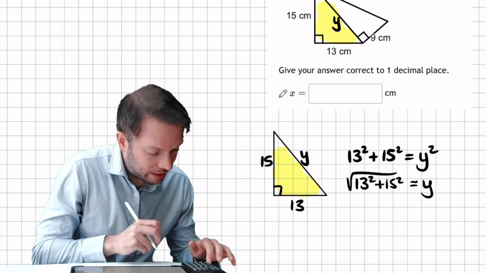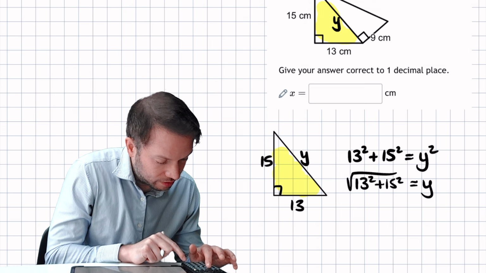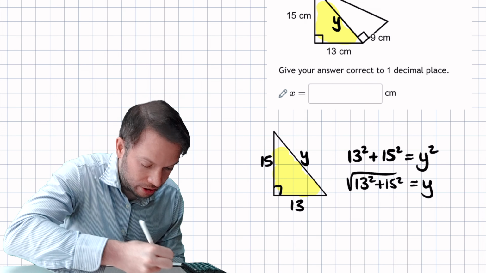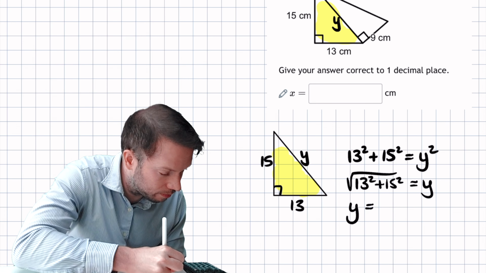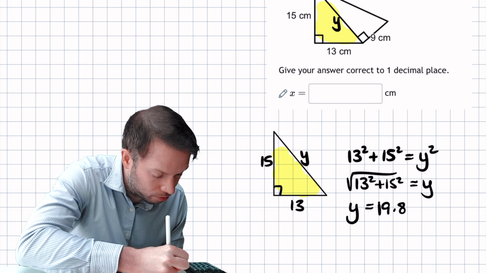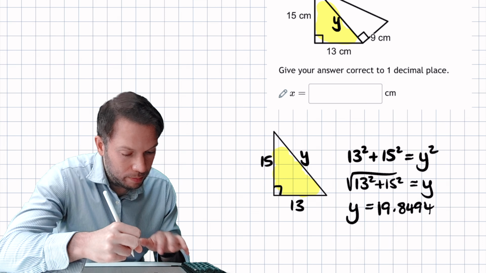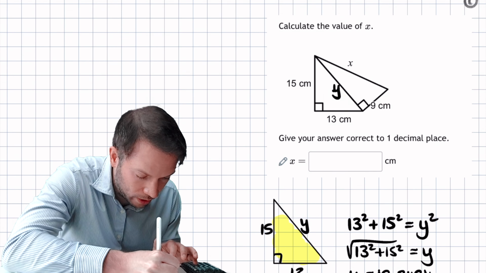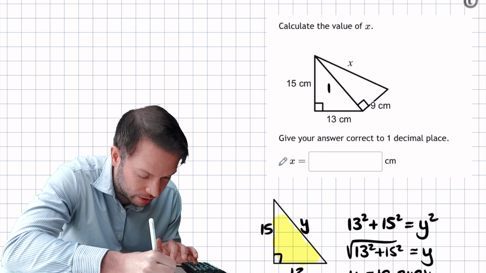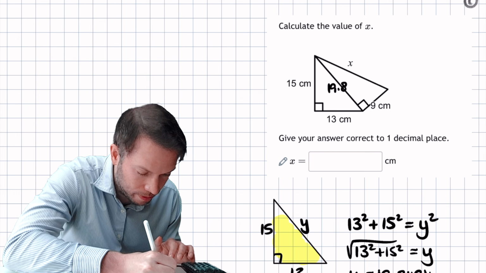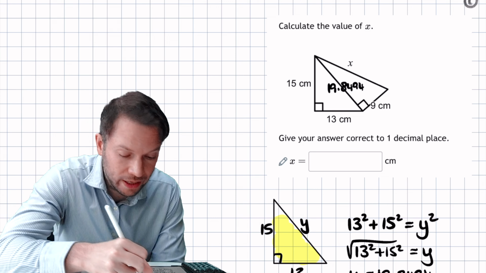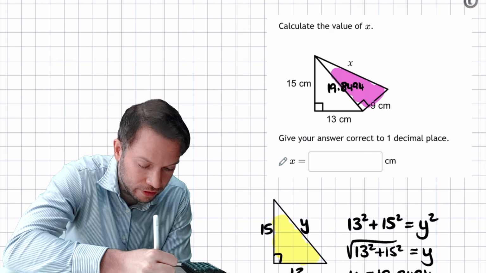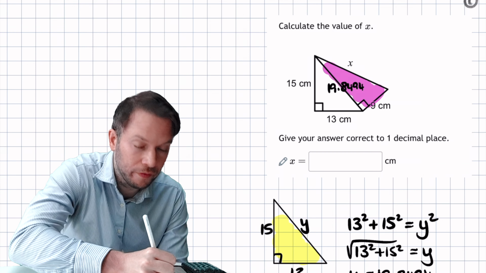And if I do that on my calculator, the square root of 13 squared plus 15 squared, that gives you y is 19.8494. That's enough decimal places, so I'm going to replace this y. I've worked it out with 19.8494. And now I can use Pythagoras theorem in this other triangle here, because I've got two of the lengths of this other triangle now, and we can then find the third length, which is x.